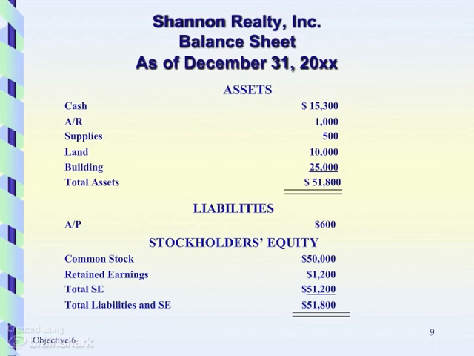December 31st. We can see here that our liabilities and stockholders' equity sections are broken out in more detail. We can see that our stockholders' equity is broken down into common stock, which is also known as contributed capital, and we can see the retained earnings. The two combine to give us our total stockholders' equity. So our common stock plus our retained earnings give us our total stockholders' equity. And then our total liabilities plus stockholders' equity are essentially the right side of our accounting equation.